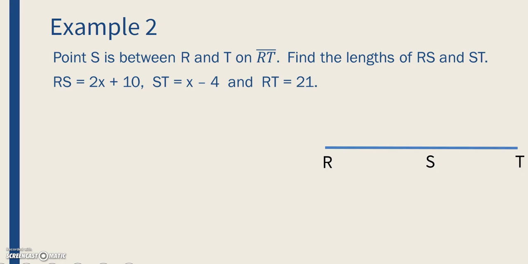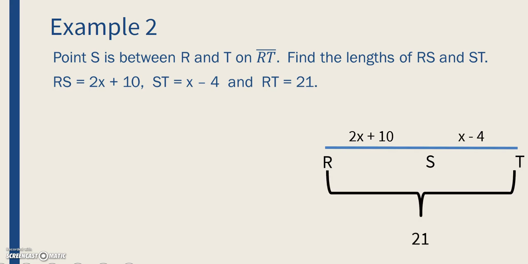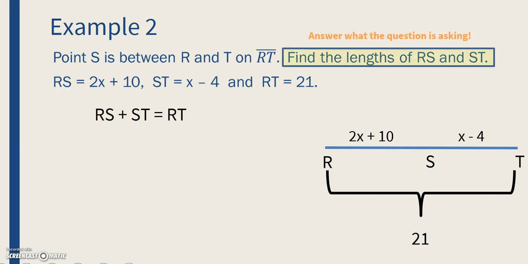Now we want to find the lengths of RS and ST. We're going to do that by using these expressions. We know that RS is 2x plus 10, so we're going to label that. And we know that ST is x minus 4, we're going to label that. And then this whole thing, RT, is 21. Now we want to look at what they're asking us to find. They're asking us to find the lengths of RS and ST. So make sure we pay attention to that, and think about that as we go through this.